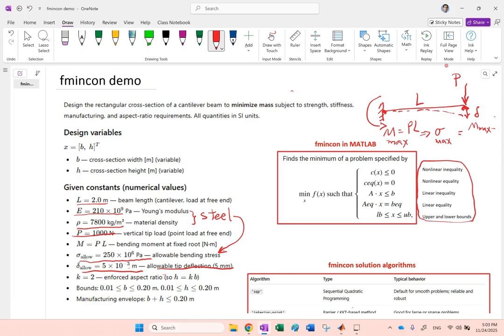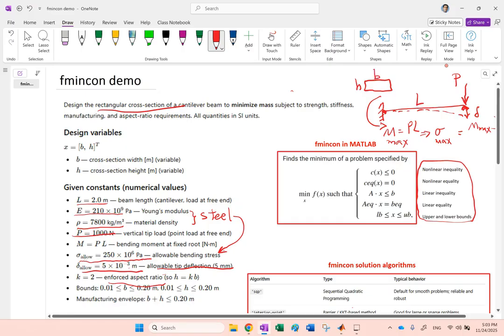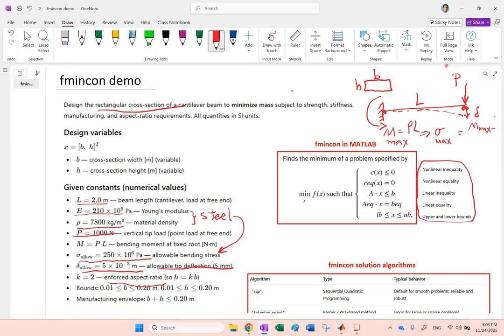Also, we want to enforce an aspect ratio between the cross section. So this beam has a cross section, and the cross section is rectangular. Here, the two parameters for it, we call them H and B. B is the width of the beam, H is the height of the beam. And we want the ratio between B and H to be what?